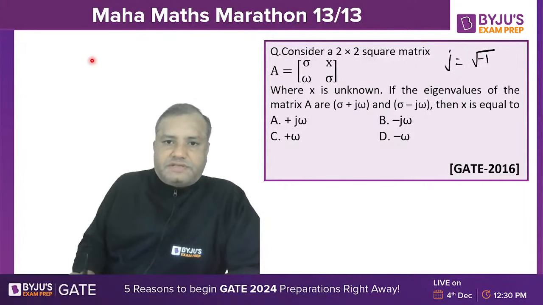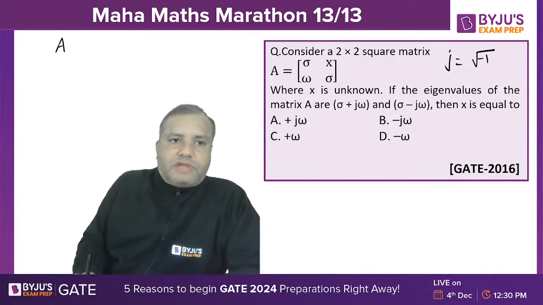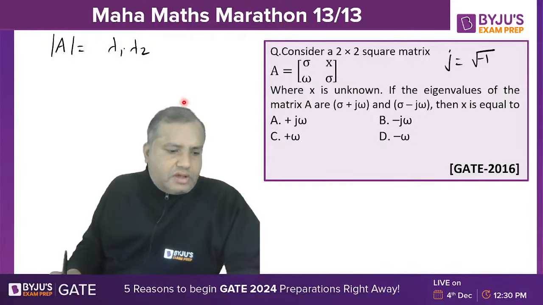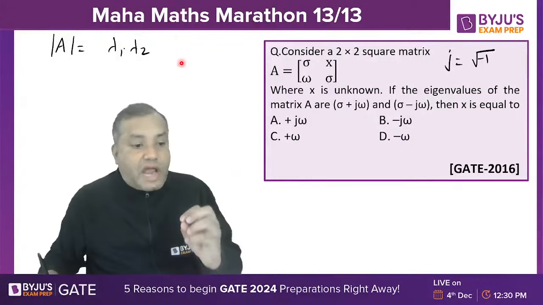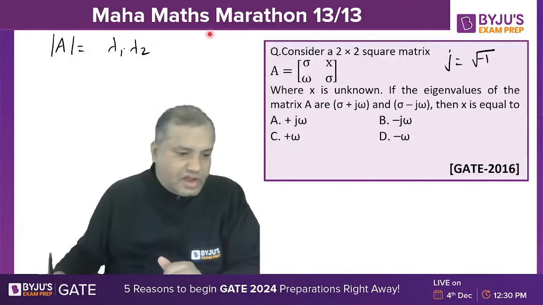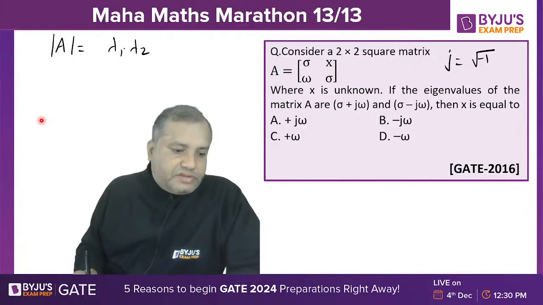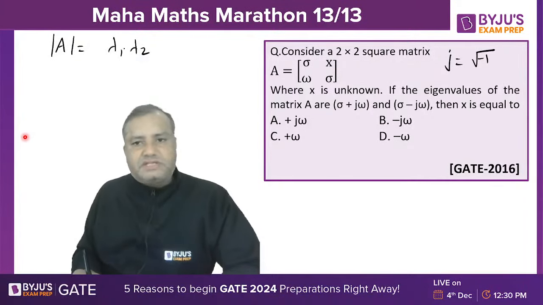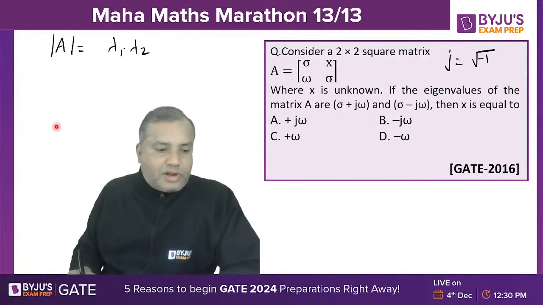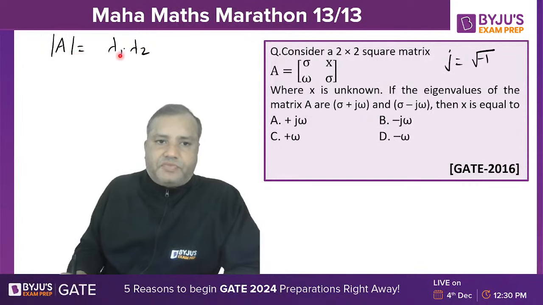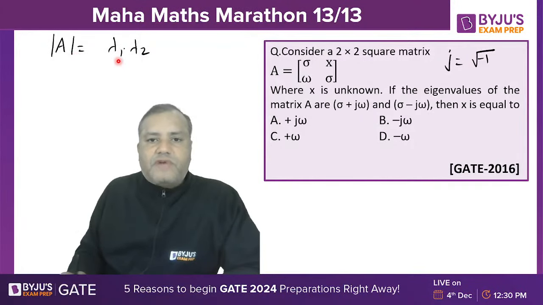So all my dear students, we know that determinant is equal to product of the eigenvalues. Just now we have gone through this. Trace means addition of the diagonal elements, the principal diagonal elements in a square matrix. Determinant of A is lambda 1 into lambda 2. Determinant of A is product of eigenvalues.